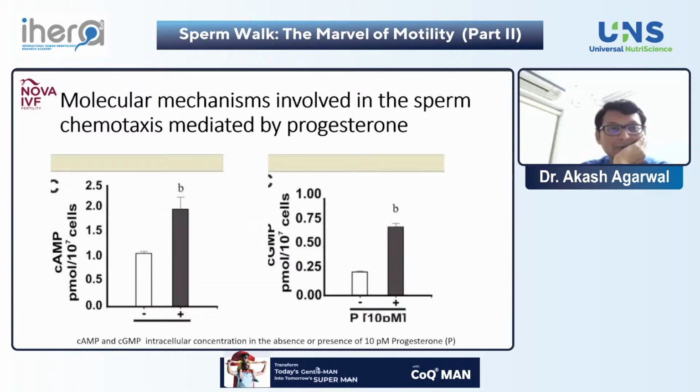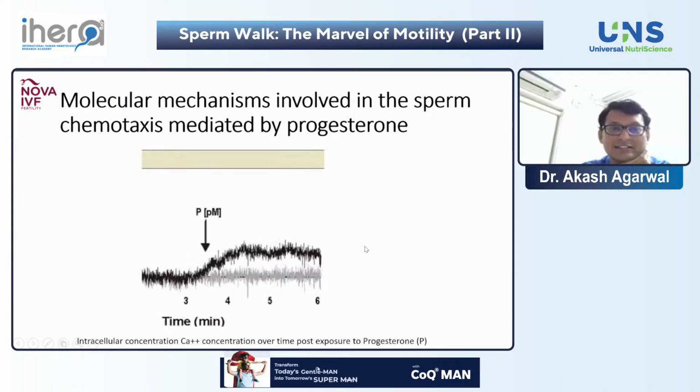the sperm direction. And they have presented in this paper that when progesterone is absent or at a lower level, your cAMP levels are of this range, while they are more than double once progesterone is present. Similarly, for cGMP, they have shown that it is present in lesser volumes in the cell, but its concentration increases much more when they have been exposed to progesterone externally.